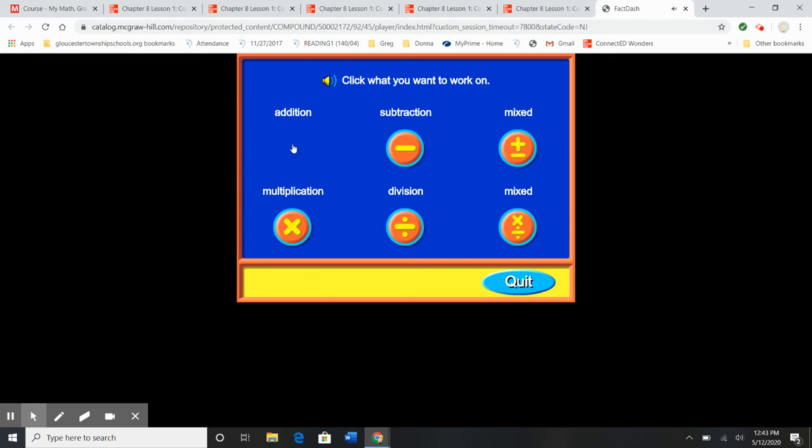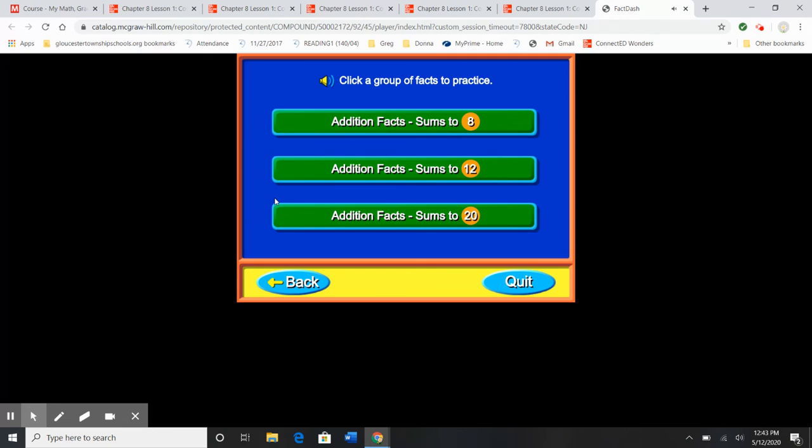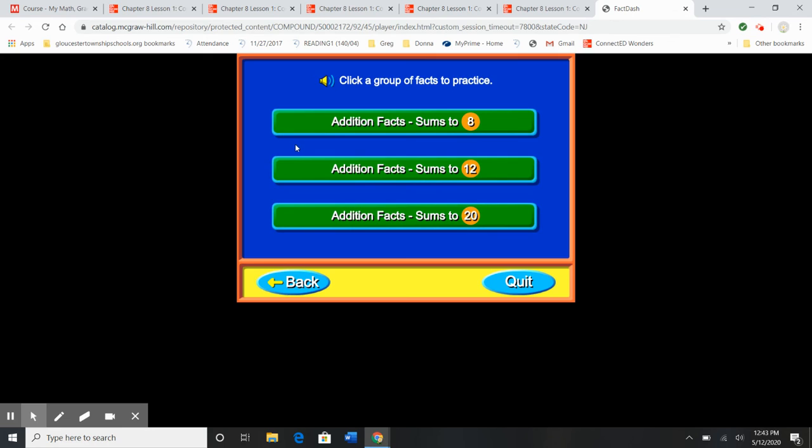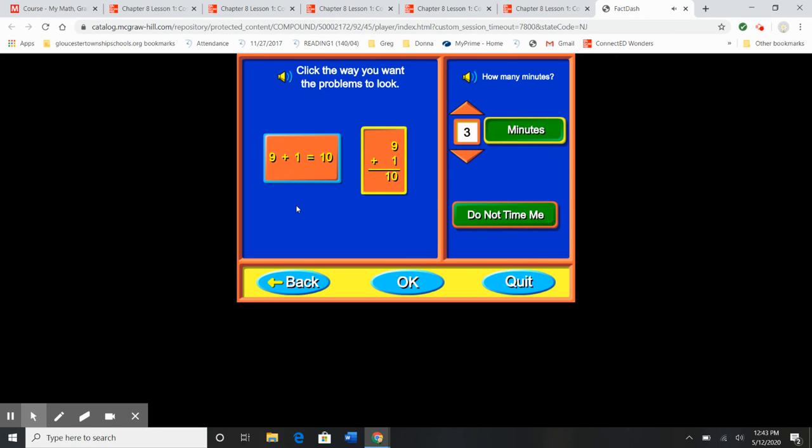I think today we'll do addition. Let's see. Okay, we'll do addition, but this time we're going to go up to 20. And we'll have the problems go vertically, and we're not going to worry about timing. All right, here we go.